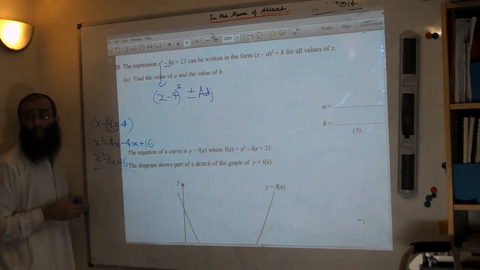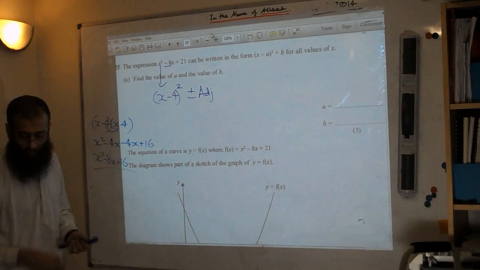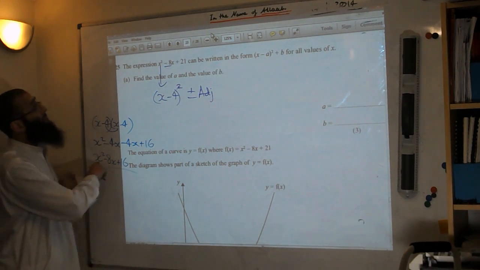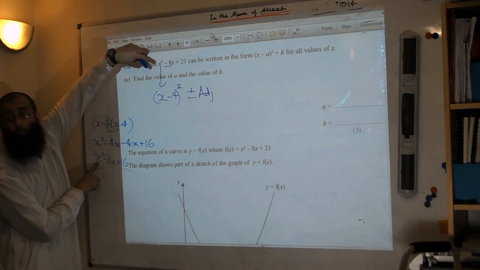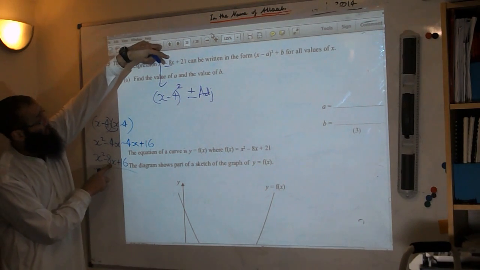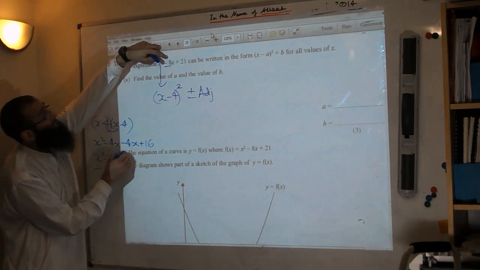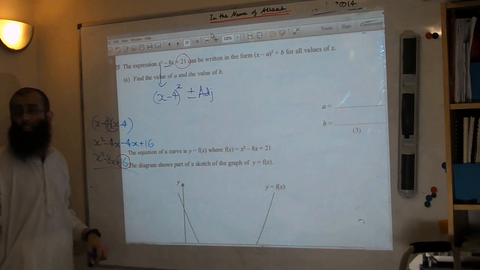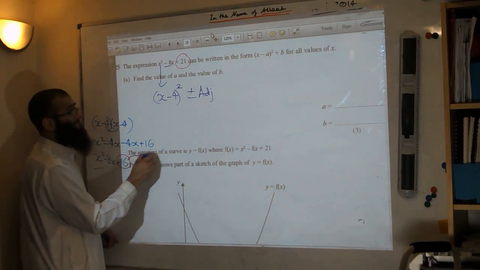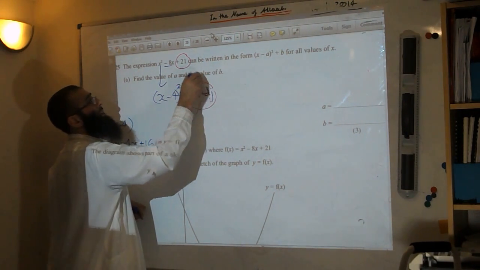Now I want you to compare what we have here, circled in red. x squared and x squared, do they match? Yeah. Minus 8x and minus 8x, do they match? Yeah. Does the plus 16 match with the plus 21? No. This is where the adjustment comes in. So we have to go from plus 16, adjust it and get to plus 21.